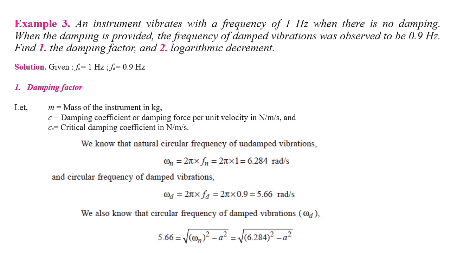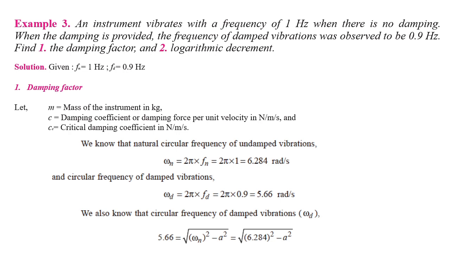So, next problem. An instrument vibrates with a frequency of 1 Hertz when there is no damping. Yes, in this sentence, when there is no damping, the vibration frequency is 1 Hertz. And when damping is provided, the frequency of damped vibration was observed to be 0.9 Hertz. Find the damping factor and logarithmic decrement. These two terms you have to find out in this problem: damping factor and logarithmic decrement.